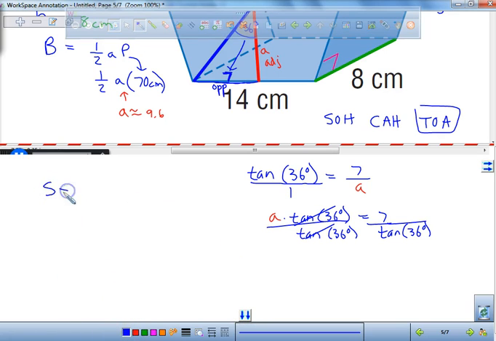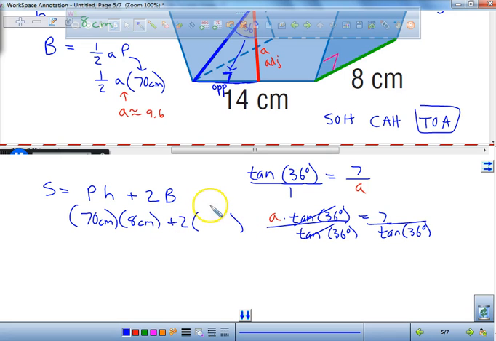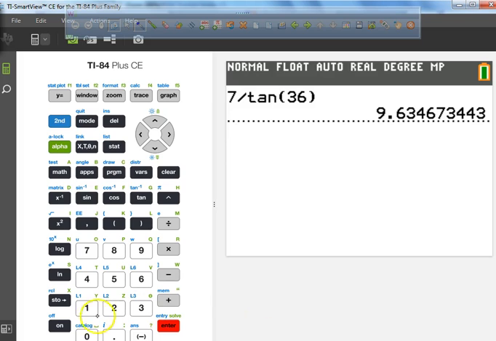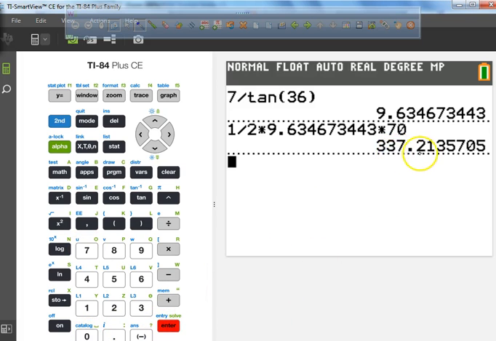So now we have everything that we need. We have everything for the surface area, all right? We have the p value. We have the h value, and we're about to find the what? The capital B value, okay? So right here, for perimeter we have 70. For our height we have 8. And what I'm about to plug in is the amount for our capital B. So here we go. We're going to find capital B right now. 1/2 times the apothem, and what did we multiply that by? Times the perimeter. And what was our perimeter? 70. Press enter.